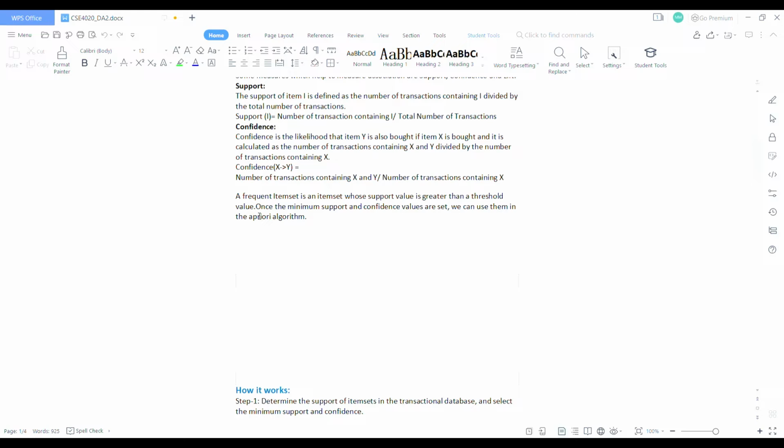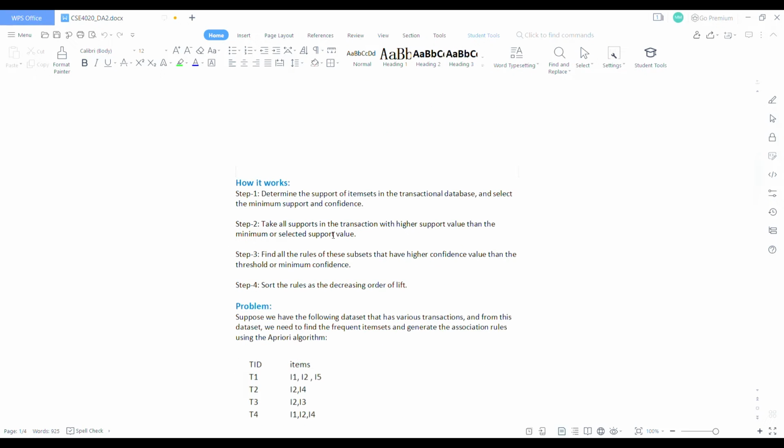Also, a frequent item set is an item set whose support value is greater than a set threshold value of support. So once we have the minimum support and confidence value, we can move on to the algorithm. I have given how the algorithm works in simple 4 steps.